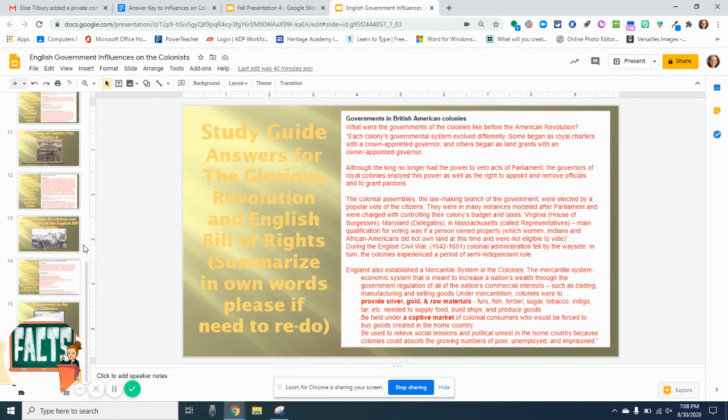England needed these to supply food, build ships, and produce goods. The colonies were also held as a captive market, so the colonial consumers were forced to buy goods created in the home country, in this case England. So they provided the raw materials, England in turn provided the goods, and the colonists were forced to buy the goods that England provided for them.